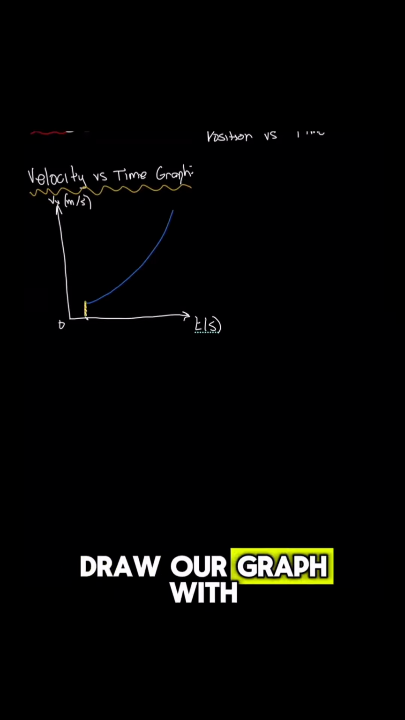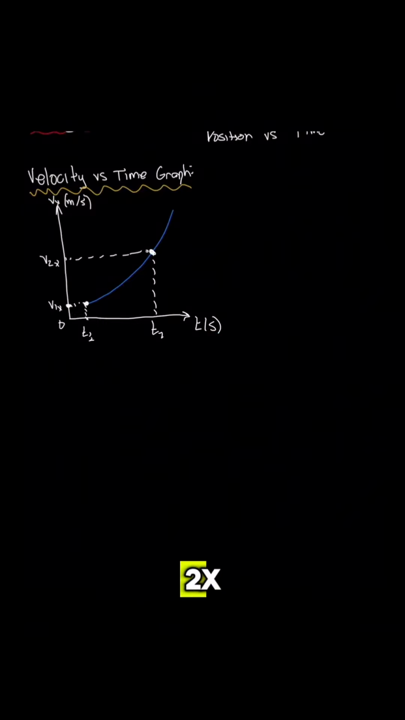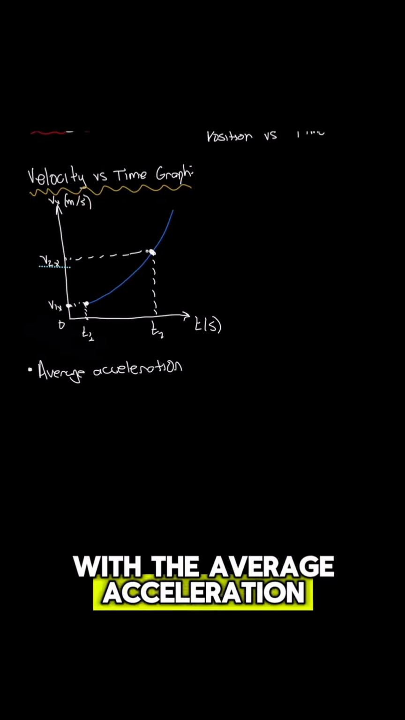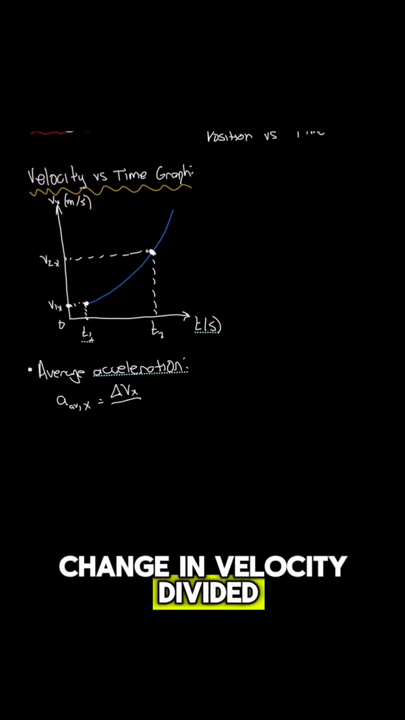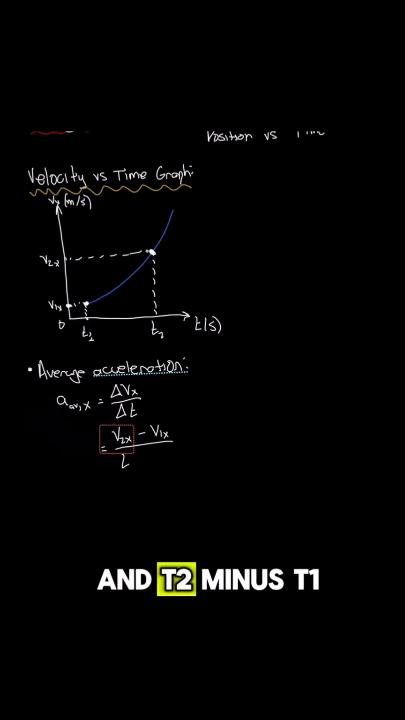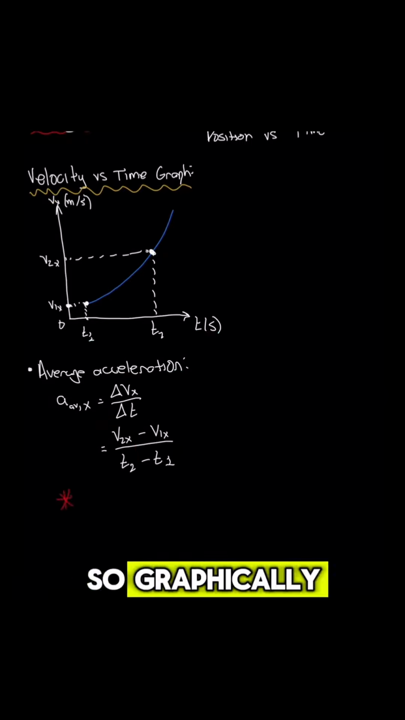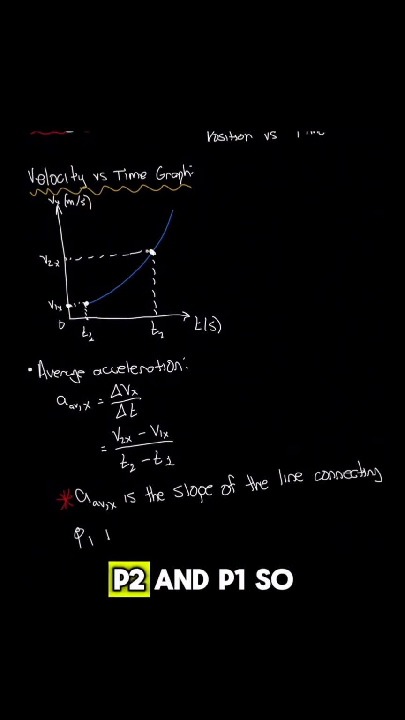And then we can draw a graph with our 2 points corresponding to t1 and t2, as well as v1x and v2x. So we can start with the average acceleration. For the average acceleration, we have this equation, change in velocity divided by the change in time, which is the same as v2x minus v1x over t2 minus t1. So graphically, the average acceleration is just the slope connecting the 2 points, P2 and P1.